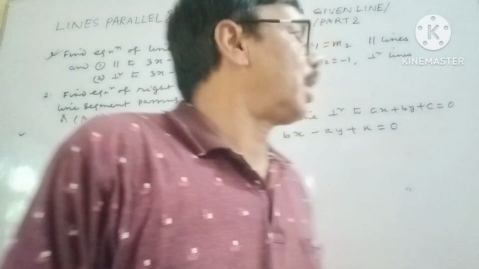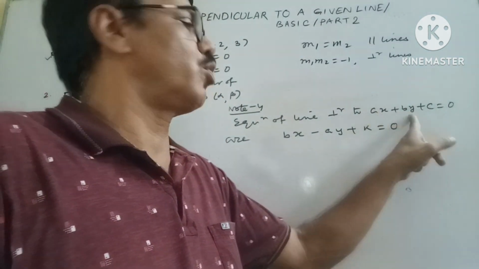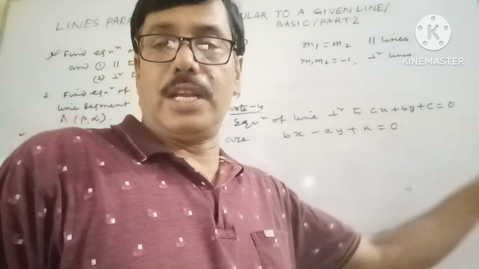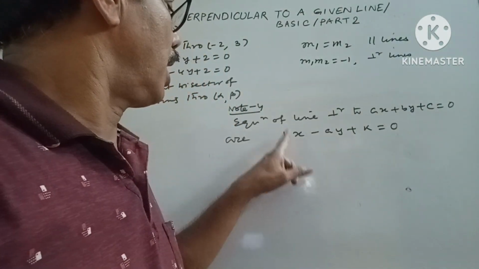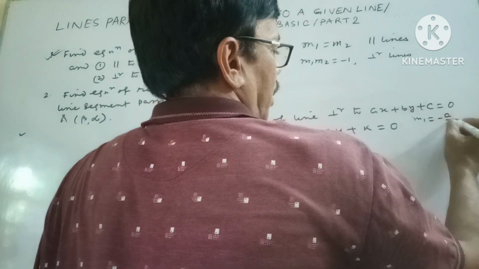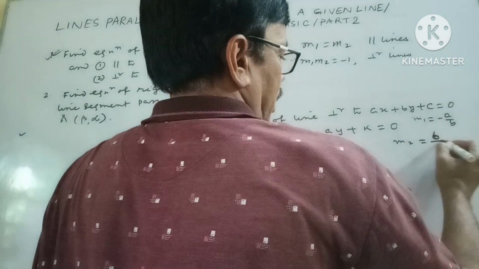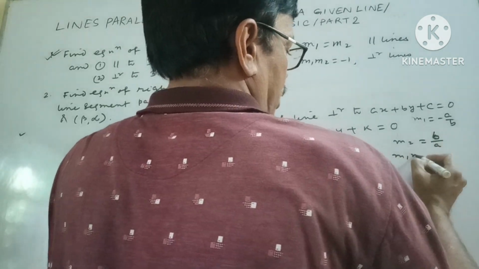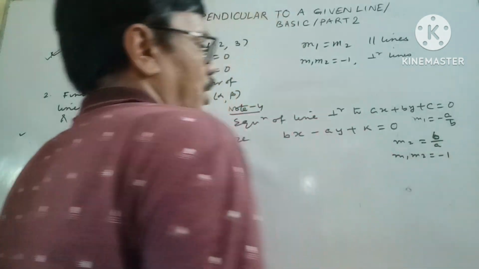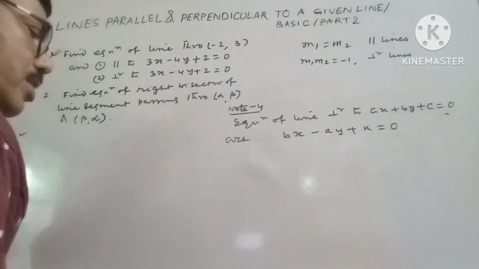So why are they perpendicular? Slope of the line is minus a by b, coefficient of x by coefficient of y when they are on opposite sides. And here, what is the slope? m1 equals minus a by b. What is m2? b by a. So m1 m2 is minus 1.